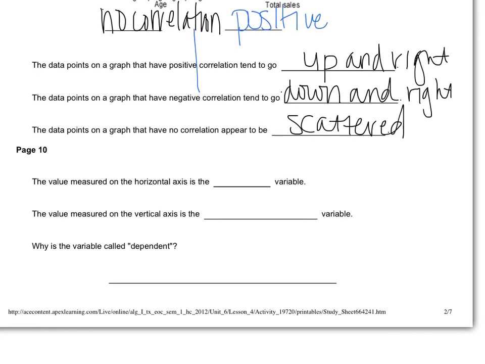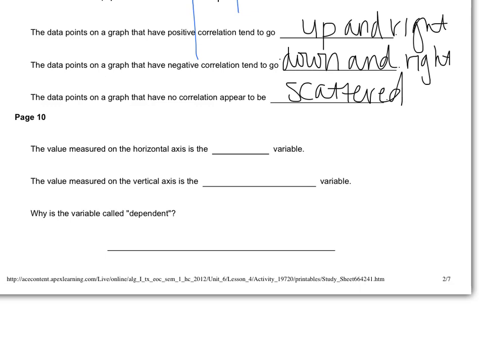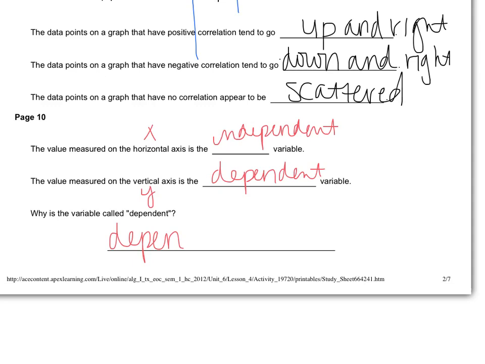The value measured on the horizontal axis, which is our x-axis, if you'll recall, is the independent variable. And the value measured on the vertical axis, or the y-axis, is the dependent variable. Why is it called the dependent variable? Well, y is dependent because it depends on the x variable. Whatever x is will determine what exactly y is.